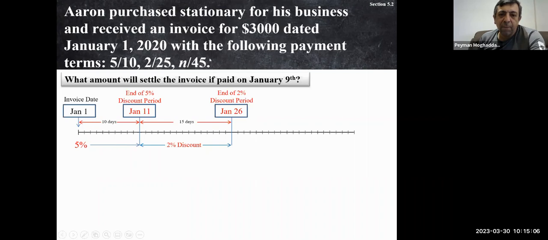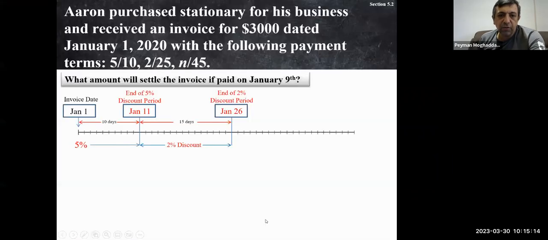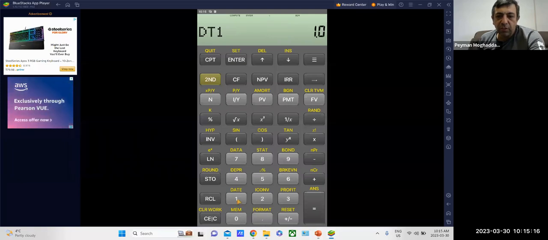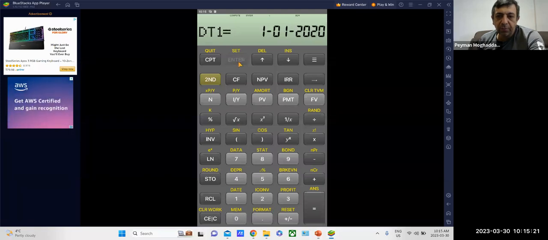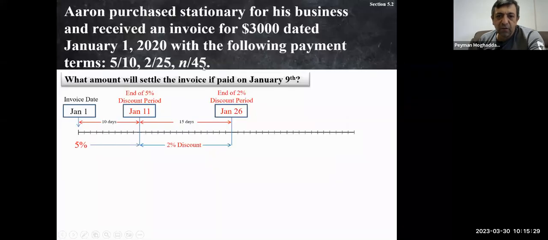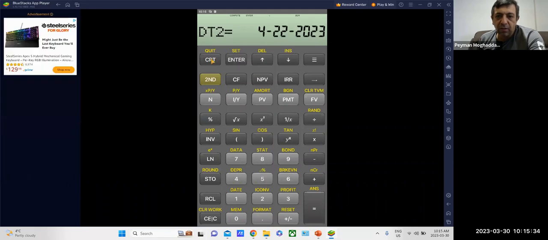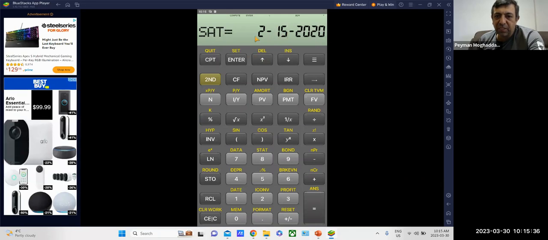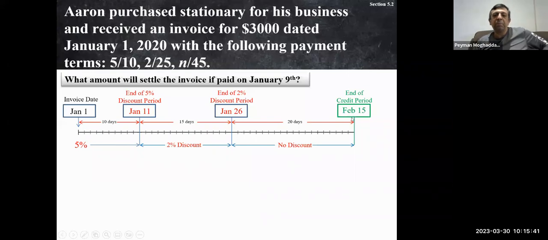45. January 1st, 2020, right? The first date is January 1st, 2020. And now the number of days is 45. Now go to date 2 and CPT. So it's going to be Saturday, February 15, 2020. So it's going to be February 15.